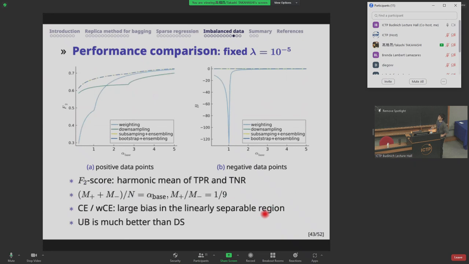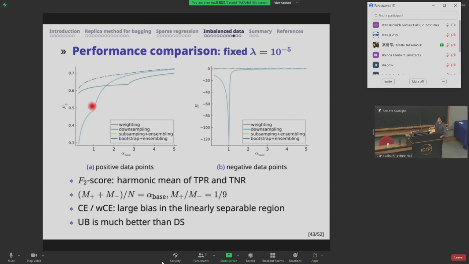And here is a performance comparison. Let's see first the fixed regularization case. The left panel shows the F2 score, which is the harmonic mean of the accuracy for both the minority class and the majority class. As you can see, the weighted cross entropy method, the weighting method, performs very badly in high-dimensional settings. But the sampling approach, this is the downsampling case, and this is the underbagging case, these two perform very well, even in high dimensions. This similarity comes from the phase shift from the linearly separable region to the linearly inseparable region.